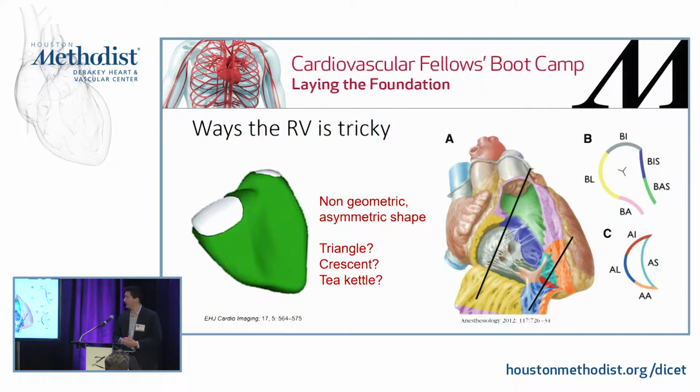So it behooves us to know how to assess it and how to treat it, but that can be a tricky thing to do. And I think the main way that the RV can be tricky to assess is it's got a weird shape. Sometimes it looks like a triangle, sometimes it looks like a crescent. The whole thing altogether has been described as a tea kettle, but it's about the weirdest looking tea kettle.